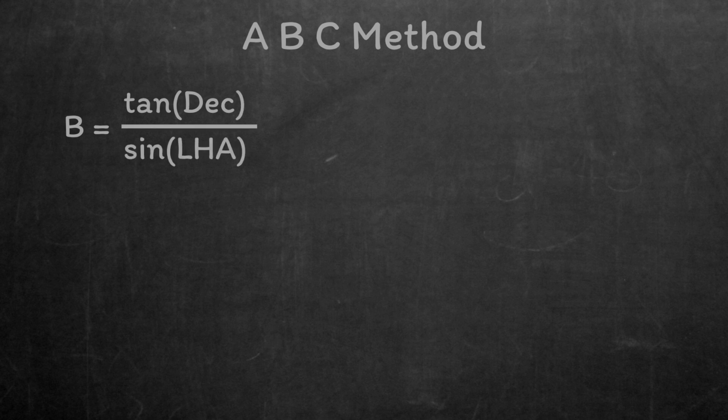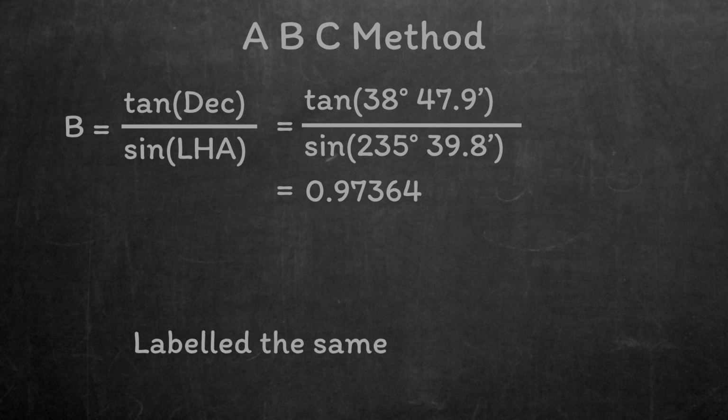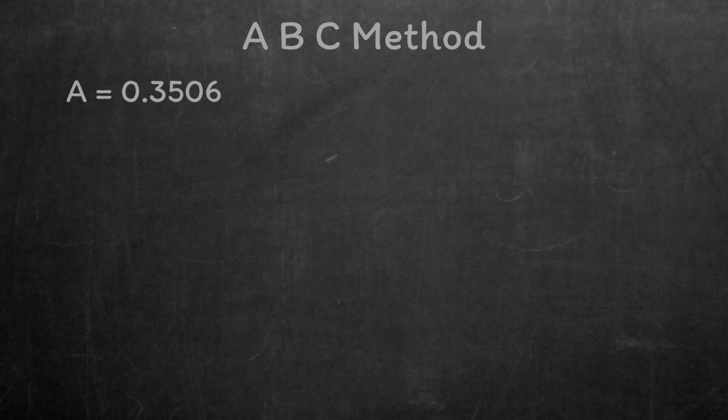Now B. B is found using tan of the declination divided by sine of the local hour angle. Again, you could read this straight from Norrie's. I use my calculator and I find B equals minus 0.97364. You actually just ignore the minus sign as we work out what to do with it in the next step. The label for B is going to be just the same as the declination, it's always the same. So we get 0.97364 north.